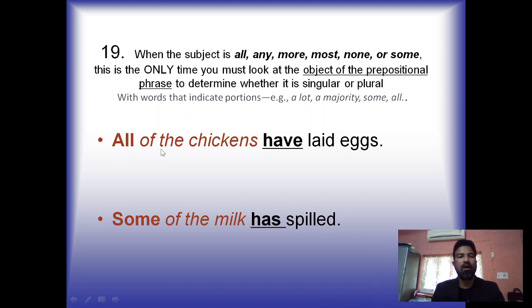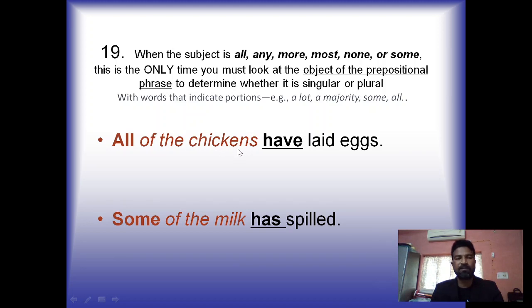Here, all of the chickens, all is not written here. Here what comes as the preposition, what comes as the object of this preposition? All of is the preposition. Then what is the object that comes after this? Chickens, plural.